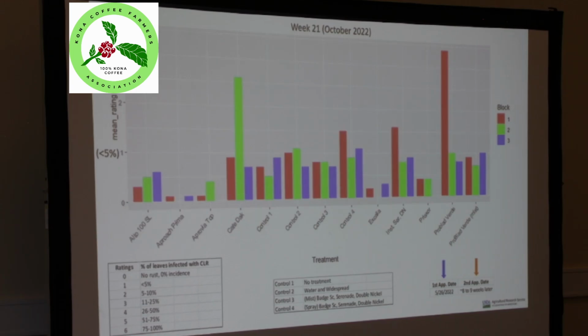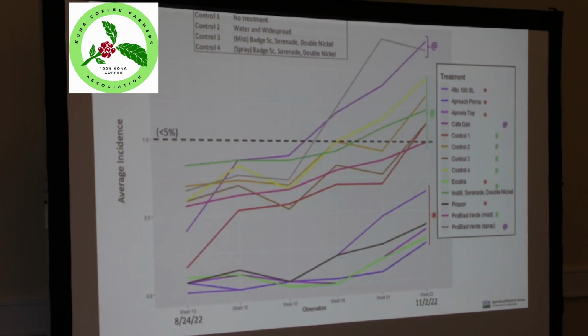In block 1 overall, probably because there was less airflow, closer to a house and a rock wall. But again, overall, everything remained very low incidence. Okay, so this summarizes the whole field trial.